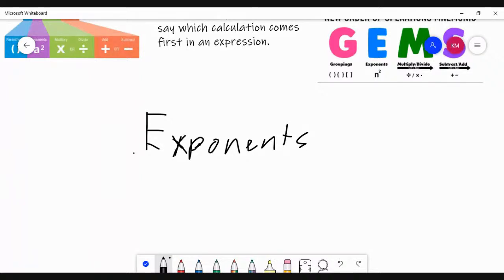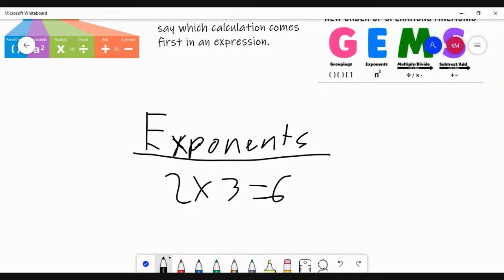Much better. Now, exponents. What are exponents? Exponents is a form of multiplication that you must do first before you actually start multiplying. This is what I mean when I say that exponents is a form of multiplication. Remember when you started learning how to multiply, you said 2 times 3 equals 6, right? Well, that meant that 2 plus 2 plus 2 equals 6.